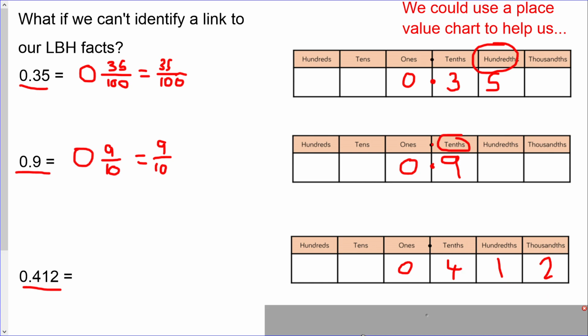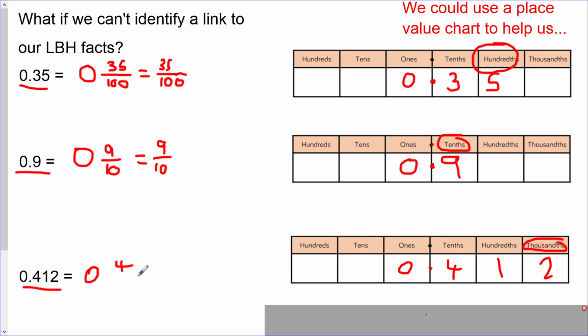What have I forgotten here? I've forgotten my decimal point. Always make sure you put that in there, absolutely crucial. Again, I have 0 ones because I've got 0 ones and I've got nothing in the tens or hundreds columns. But this time I've got 412 thousandths.